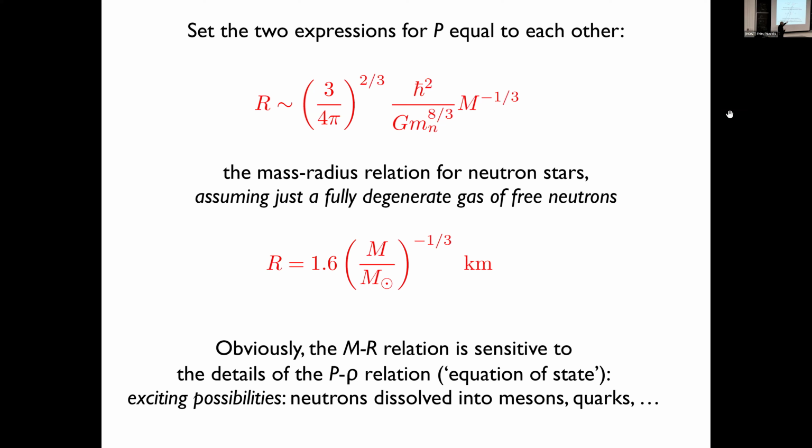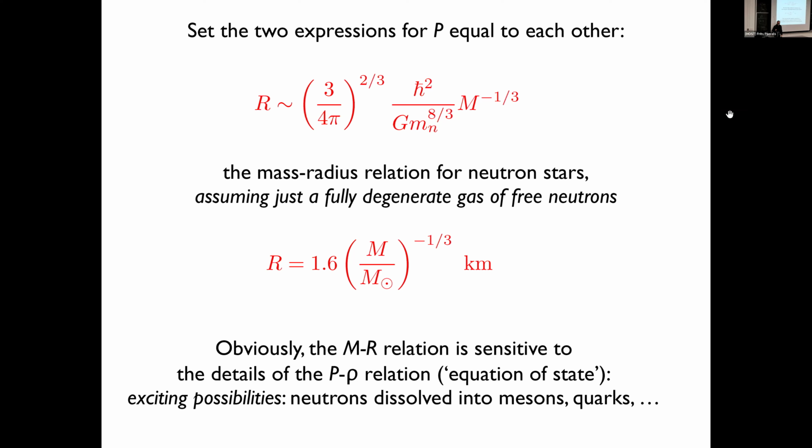So if I substitute the neutron mass, gravitational constant, Planck's constant, and pi, I get that the radius for an object that has one solar mass is 1.6 kilometers. So we expect stars of order a solar mass to have a radius of order a few kilometers. This is a very, very, very simplified calculation. It only assumes that the force that counteracts the gravitational force is the degeneracy pressure in a fully degenerate gas of free neutrons, which is already an idealization. But the mass radius relation must be sensitive to the details of this relation between the pressure and the density, which I abbreviated with that really simple calculation for a fully degenerate gas of free neutrons.